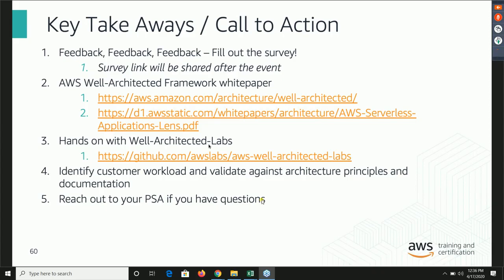But all that said, once all that is done, there's nothing like getting real-world hands-on with this. So I would really recommend looking at your customer landscape, identifying workloads with them, and validating these architecture principles that we have talked about today against their workload, right? And as always, if you have any questions, feel free to reach out to your PSAs. We're always here to answer any questions and be of help, right?